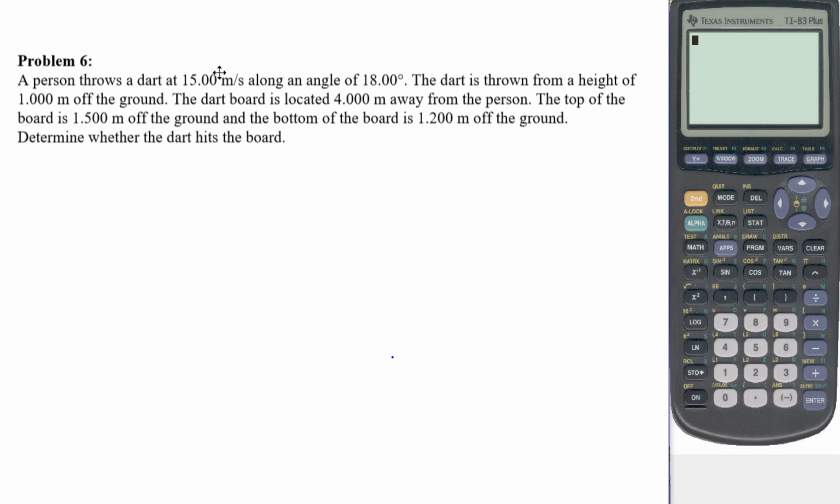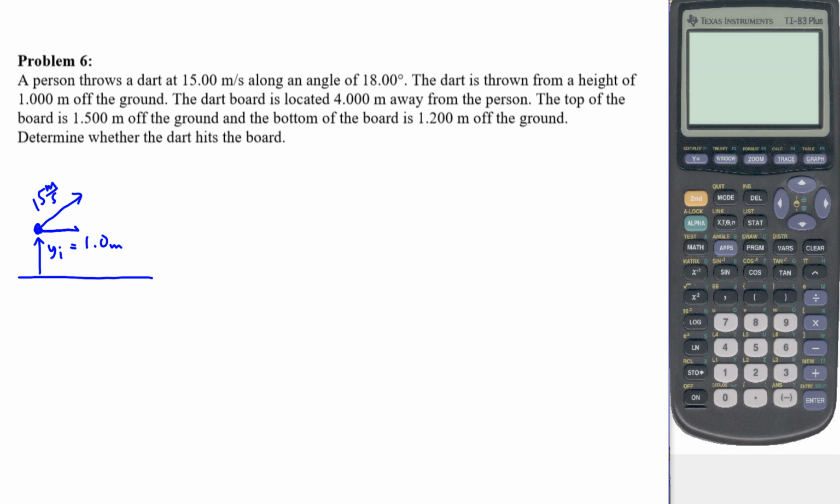Okay, a person throws a dart at 15 meters per second along an angle of 18 degrees. The dart is thrown from a height of 1 meter off the ground. In that case, here is the dart thrown from an initial height of 1 meter, and the dart is launched at this angle. The initial velocity is 15 meters per second.